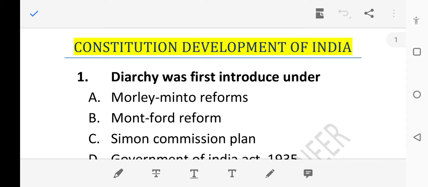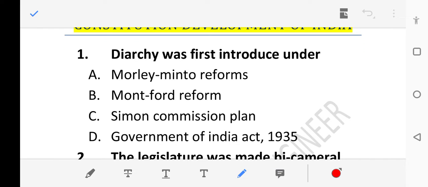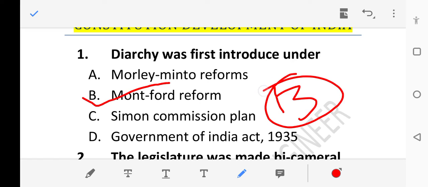Let's today discuss some important questions of constitutional development of India, and here are some multiple choice questions on this topic. So first question, the hierarchy was first introduced under, here are the four options, and out of the four options, number 2, that is Montagu-Chelmsford reform, option number 2, is the right answer. That was done in 1919 as per the Government of India Act 1919. So option number B is the right answer.